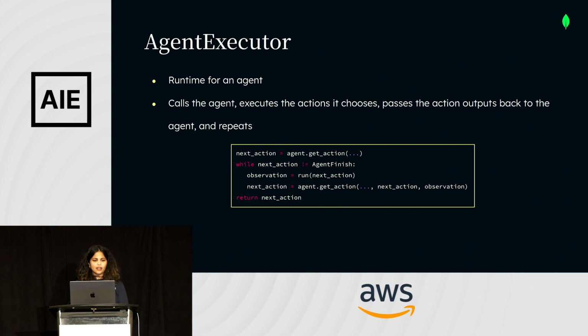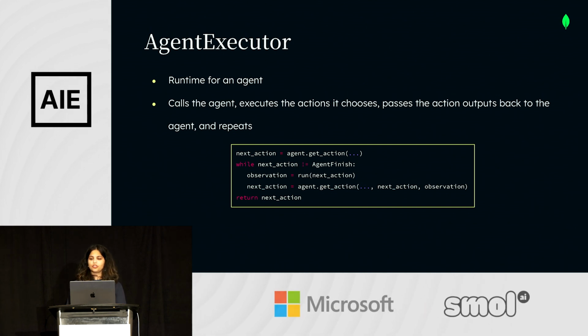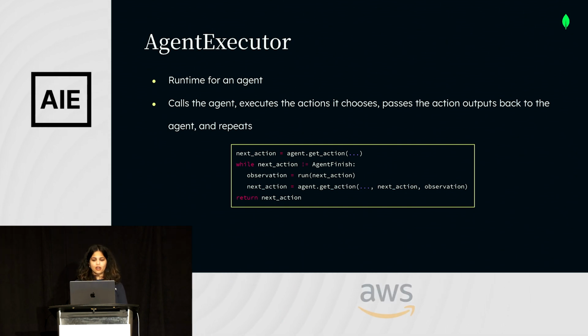And finally, you'll come across the agent executor, which is the runtime for the agent. This is what actually calls the agent, executes the action that the agent is choosing, passes the action outputs back to the agent, and repeats any steps as the agent decides what to do next. And that's the pseudocode for what the agent executor is essentially doing. So as long as the agent thinks that it hasn't finished its task, which is the while loop there, the agent determines and runs a series of actions until it finally finishes the task.